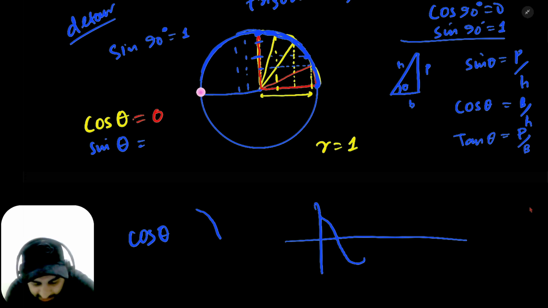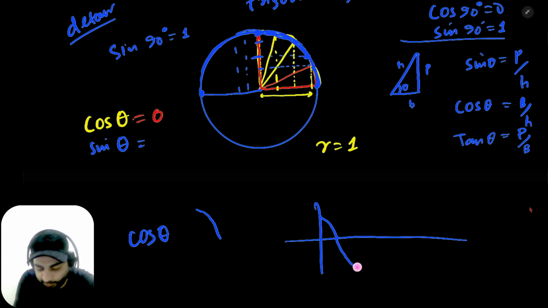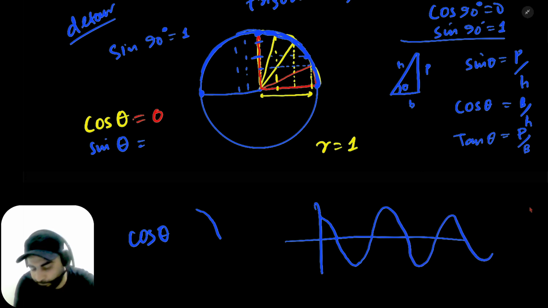So when you reach here, again it will reach 0. Then it will reach negative 1 here, and then it will again start increasing. So this will go like this, because you are just rotating on the circle. You are starting from here, going till here, then coming like this. That's why this graph is like this. This is for cos theta.